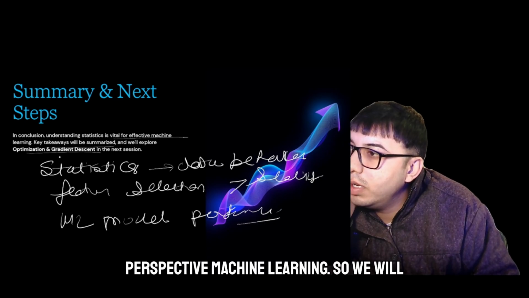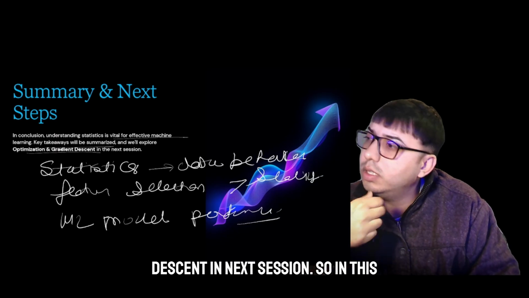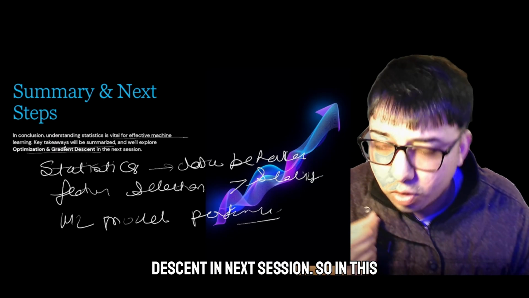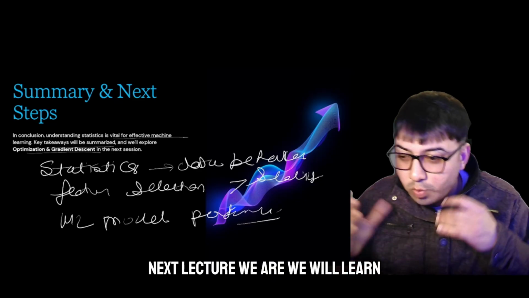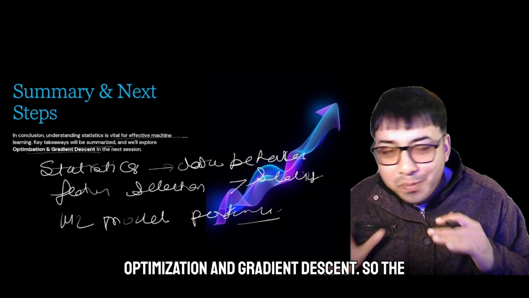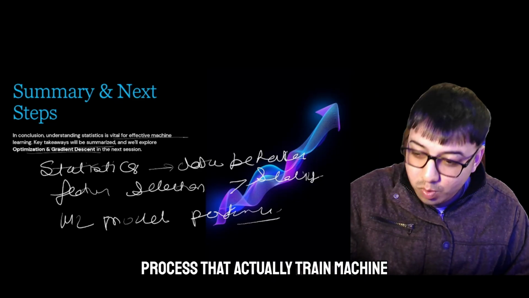So we will explore optimization and gradient descent in the next session. So in the next lecture, we will learn optimization and gradient descent, the process that actually trains machine learning models.